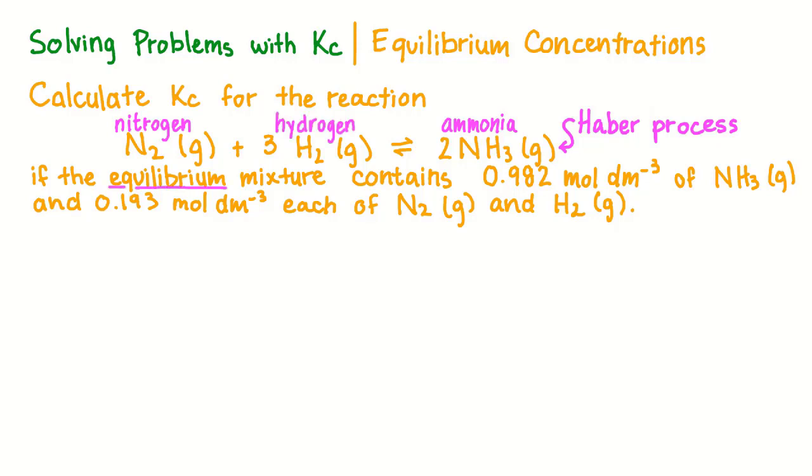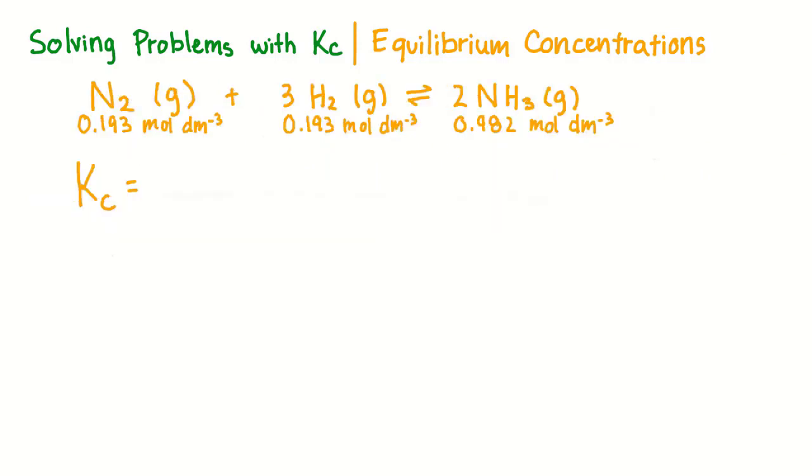This problem gives us the equilibrium concentrations, so we can easily calculate Kc by plugging these values into the Kc expression. Let's start this problem off by creating our Kc expression. The concentration of our product, ammonia, goes on top, and the concentration of our reactants go on the bottom, and we'll raise all of these concentrations to the power of their stoichiometric coefficients. Now that we have this expression, we can solve for Kc by plugging in our equilibrium concentrations.